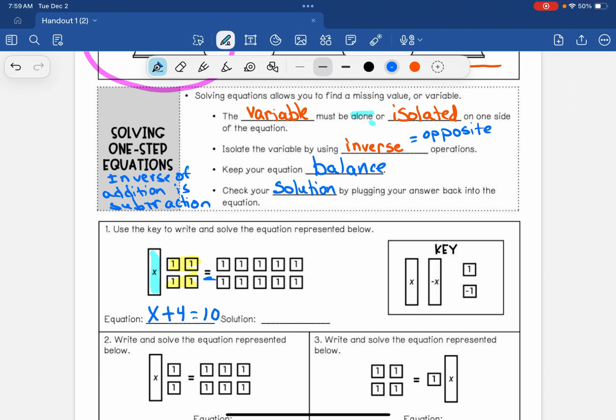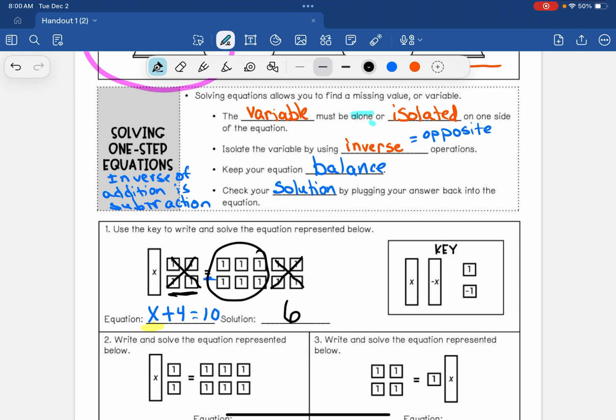Now we need to figure out what x is. So in order to know what x is, we're going to do the opposite of addition. Okay, so we're going to do subtraction. And I want to do the same thing on both sides. So if I have 4 on this side, I want to take them away because I want to get x by itself. Remember, I wanted to get it isolated, alone. So in order to get it alone, I have to take away 4 of the ones. I also need to take away 4 of the ones on the other side. So how many do we have left?